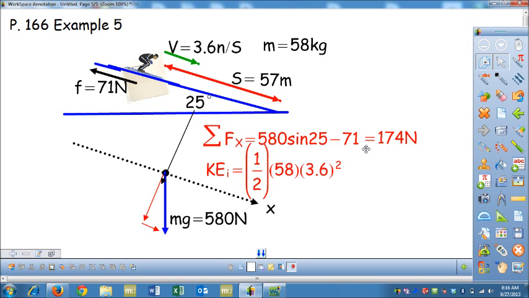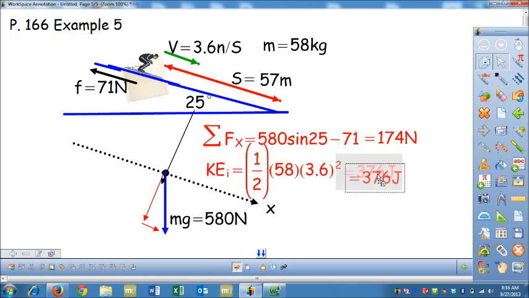Get up my calculator one more time. 0.5 times 58 times 3.6 squared. That's about 376 joules. So the initial kinetic energy equals 376 joules.